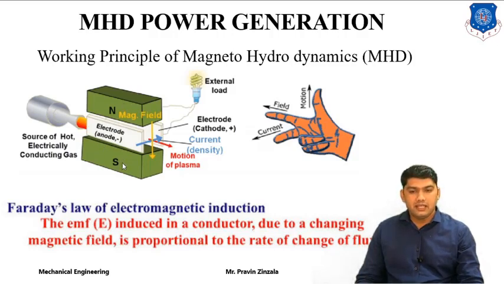The magnetic field will be in one direction, which means this is the vertical direction, and these are our two electrodes. Their direction will be perpendicular to the magnetic field, and the third direction is our conducting fluid direction, which is also perpendicular to both directions. So according to Faraday's law of electromagnetic induction, we can generate electricity. So it's called magnetohydrodynamic.